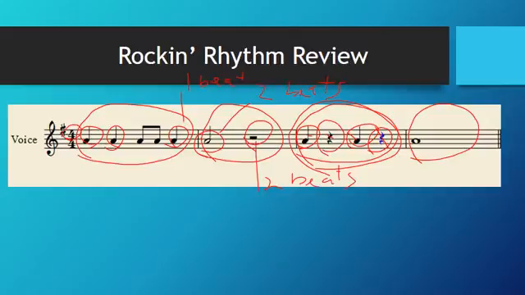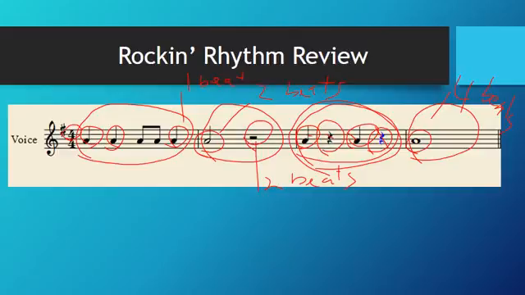And then look at this. We've got 1 note that I don't think I've talked about in class yet. That's the whole note. And that gets, how many do you think? If there's only 1 note in that measure, and there's 4 beats in every measure, if you said 4 beats, you would be correct. 4 beats.